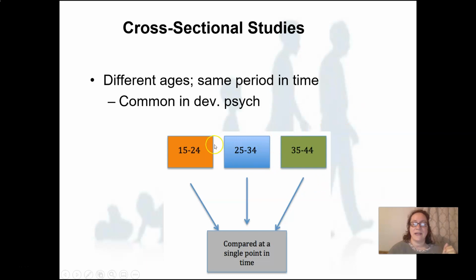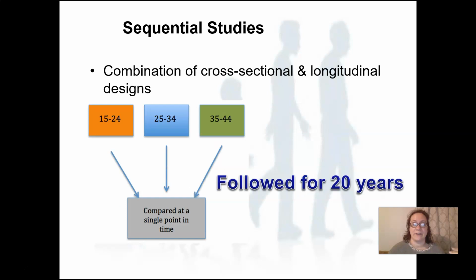So with this, you get different ages of people, and you compare them all at a single point in time. So if I wanted to understand politics, I could go to the mall and ask a bunch of 15 to 24-year-olds, 25 to 34, and 35 to 44, and ask them about their politics. And I could do that one day at one point in time, just go to the mall, offer them a slice of pizza to talk to me about their politics, and then my study is done. So it's a lot easier.